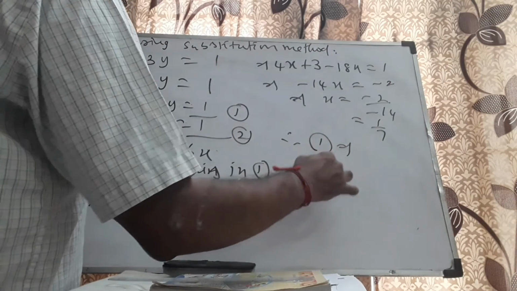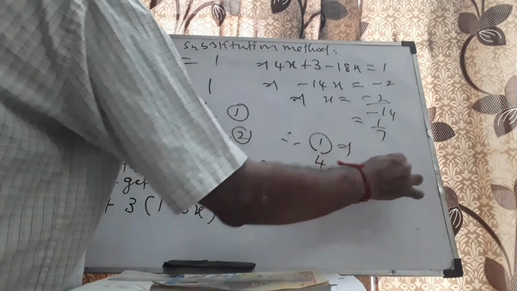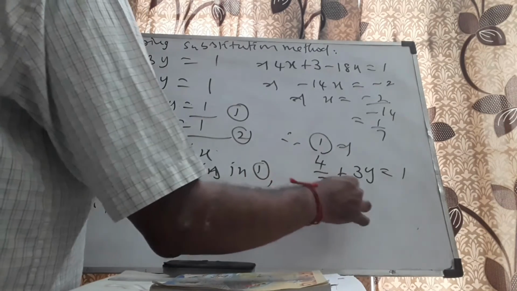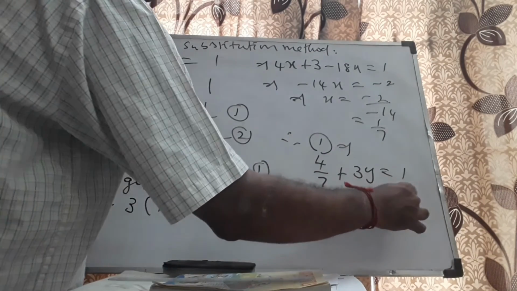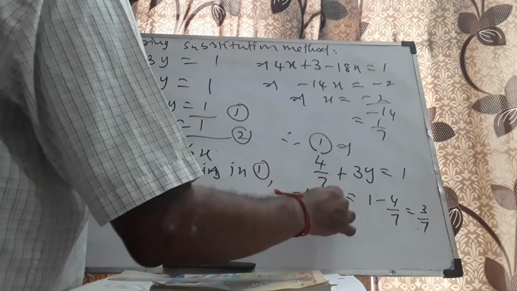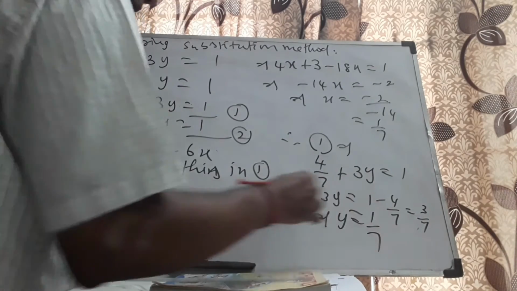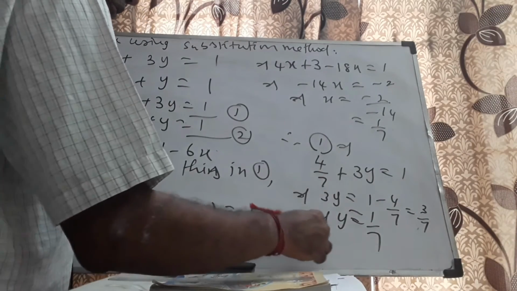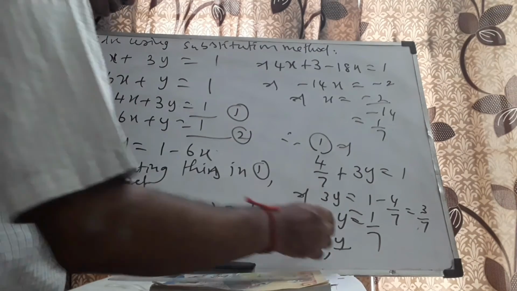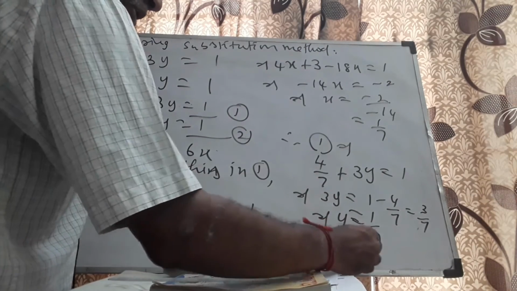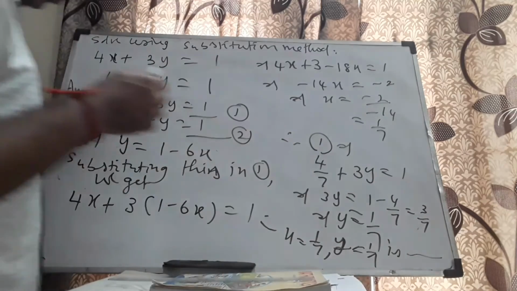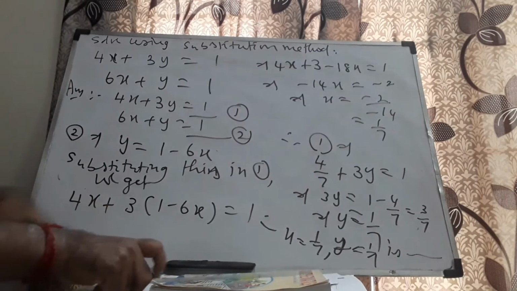1 implies 4 by 7 plus 3y is equal to 1, which implies 3y is equal to 1 minus 4 by 7, which is 3 by 7, which implies y is equal to 1 by 7. Therefore, x is equal to 1 by 7, y is equal to 1 by 7 is the solution. I don't have space, therefore I left it off.